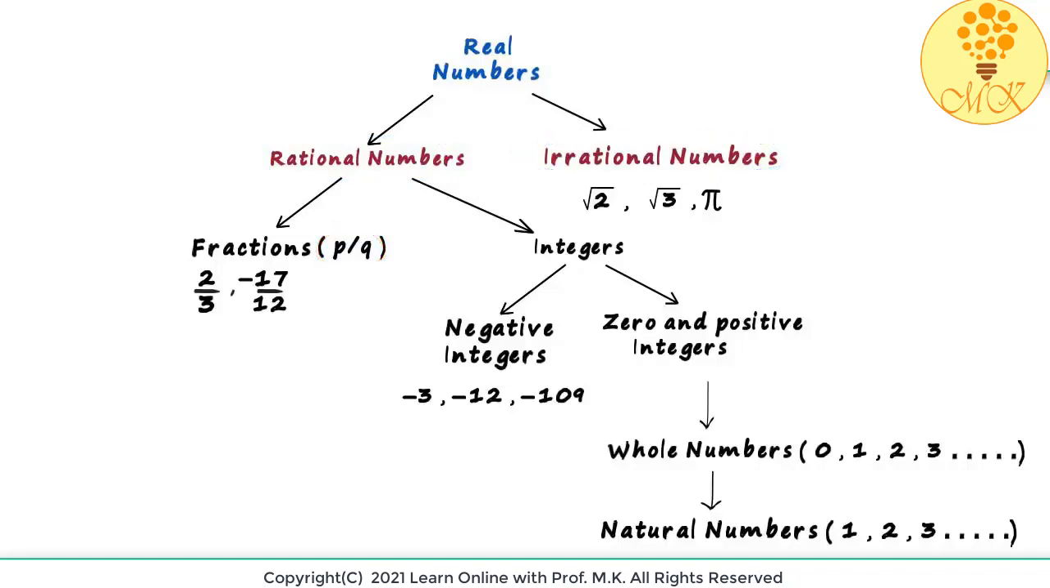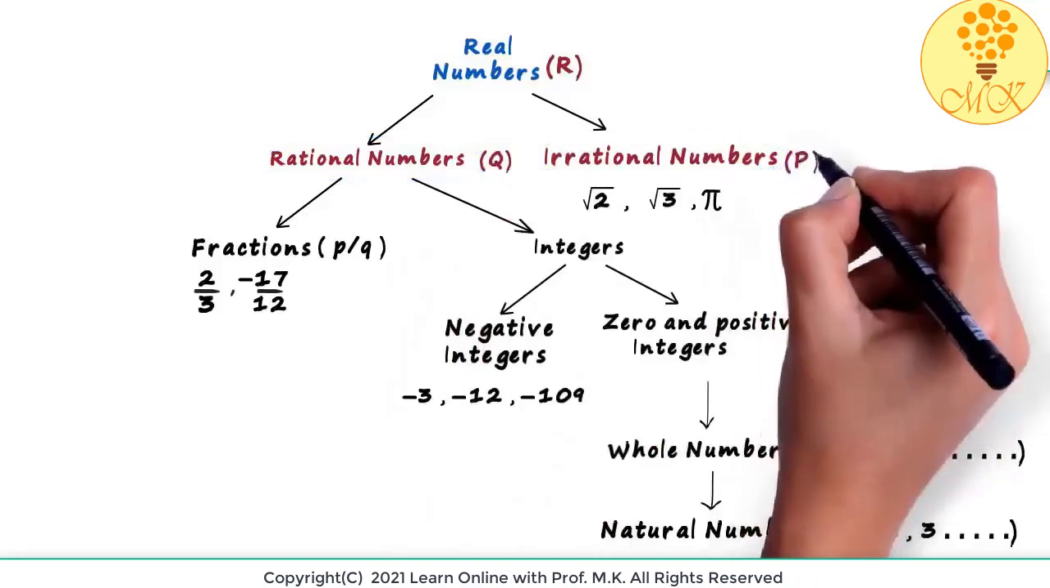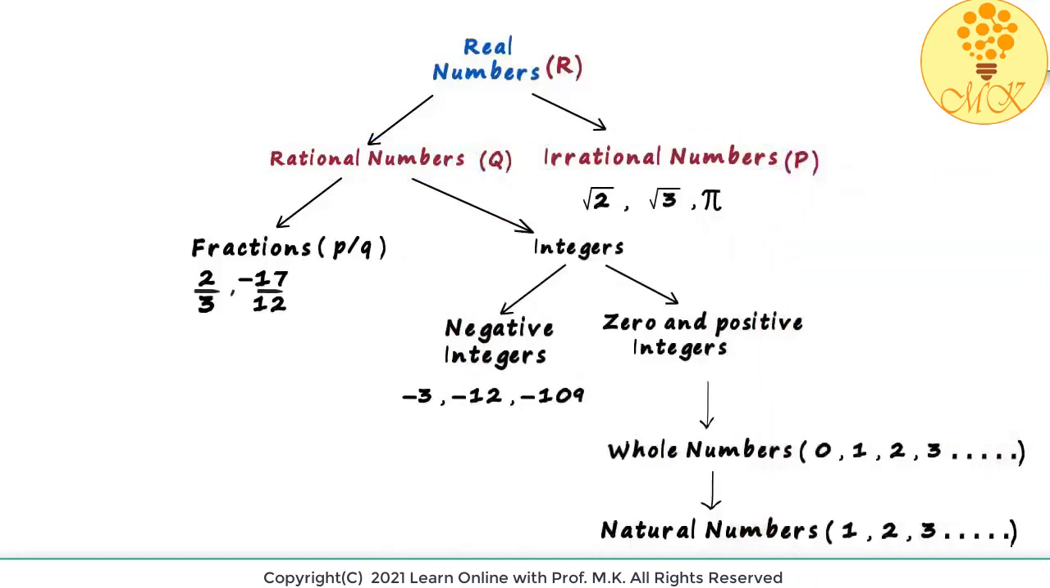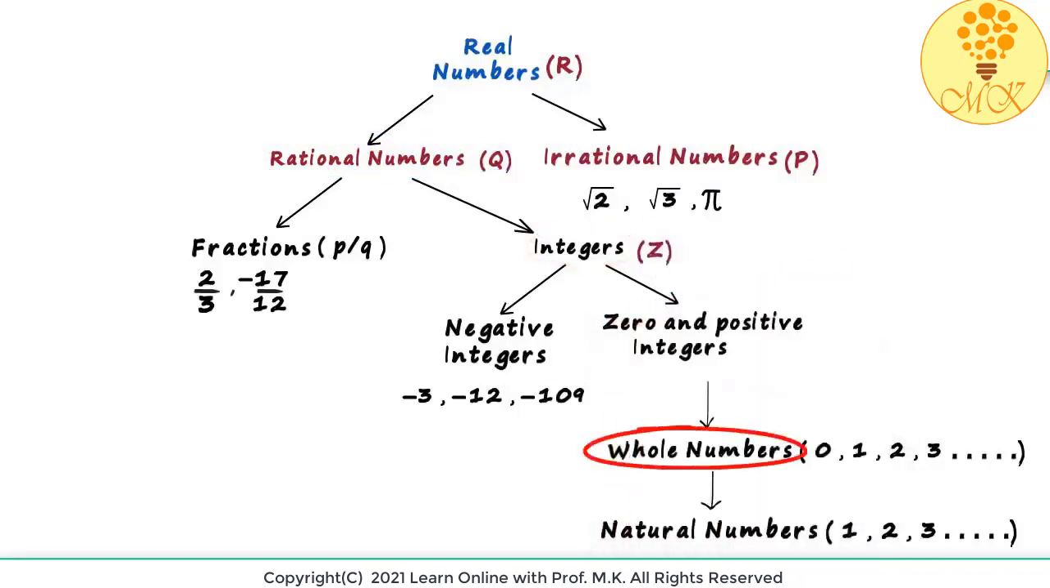All the categories you see are given one-lettered names. Real numbers are called R. But not all categories are named based on the first letter. Rational numbers are called Q and irrational numbers are called P or Q dash. The entire set of numbers is given a letter. So P is the entire set of irrational numbers. Q is the entire set of rational numbers. The set of integers is called I or Z. The set of whole numbers is called W. And the set of natural numbers is called N.